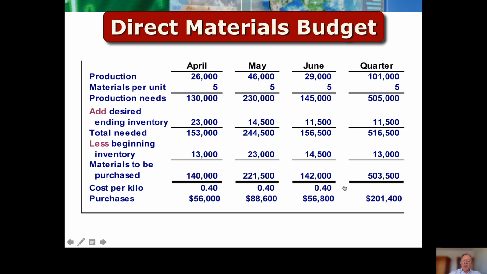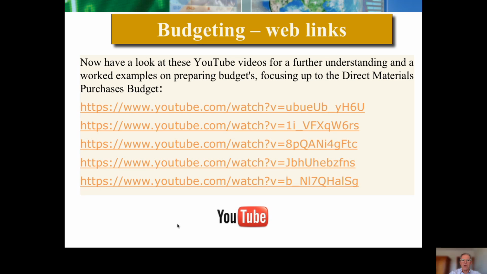We then could put some dollar values on. So this is exactly the same budget as you saw. Let's put some dollar values on at 40 cents, and we've now got the cost per kilo, or our purchases budget, if you like, direct materials purchases in dollars.